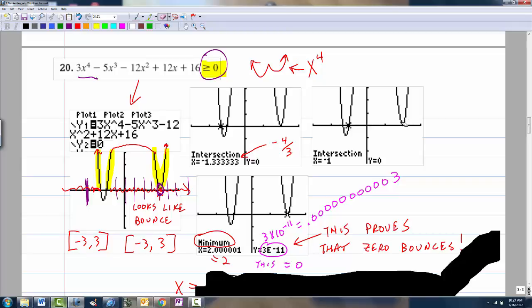And if this minimum ends up being 0 for a y value, then it is a bouncing zero. Does that make sense, right? It's the lowest point, and the lowest point is landing right on the x-axis. So to analyze that it is a bouncing zero, I actually analyze the minimum.